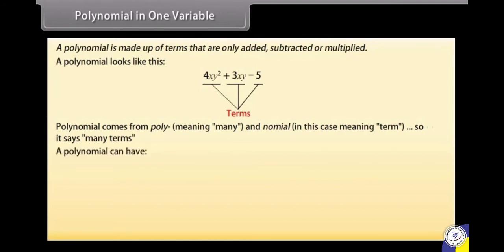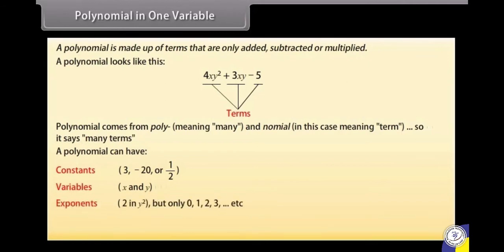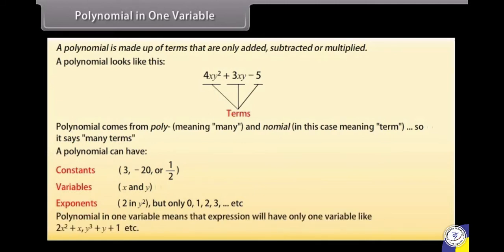A polynomial can have constants like 3, -20, or 1/2, variables like x and y, and exponents like the 2 in y square, but only 0, 1, 2, 3, and so on. Polynomial in one variable means that the expression will have only one variable like 2x square plus xy cube plus y plus 1, etc.